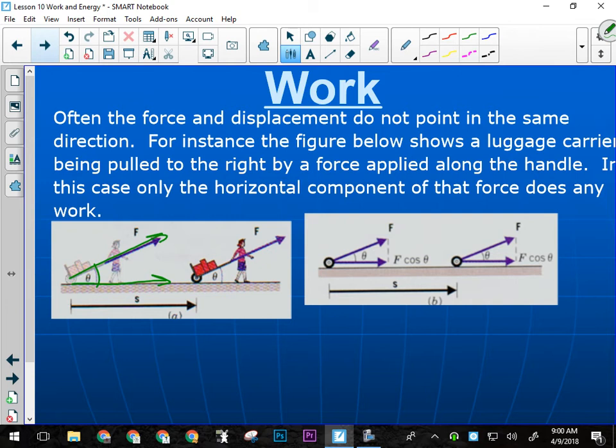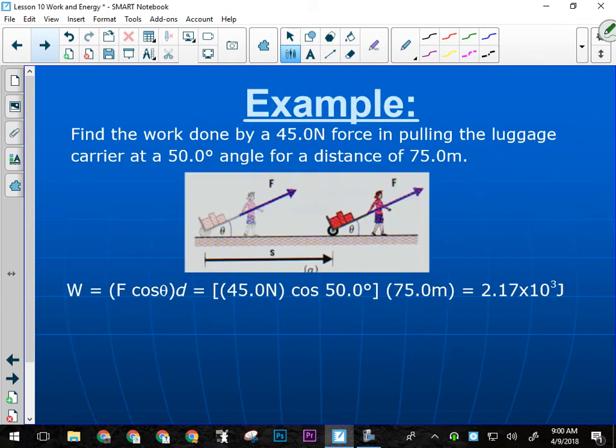All right. So let's look at this example here so we see how this F cos theta times d thing works. Let's say that the force in the handle of the luggage carrier is 45 newtons, and she's pulling it at a 50-degree angle for a distance of 75 meters. So we're trying to find the work. We know the force is 45 newtons, the angle is 50 degrees, and we're pulling 75 meters, so we just have to plug in the numbers: 45 times the cos of 50 times 75.